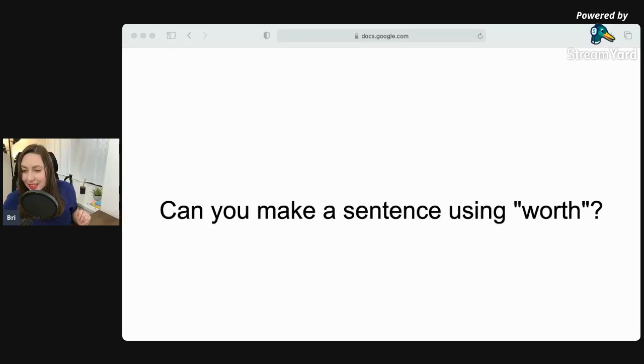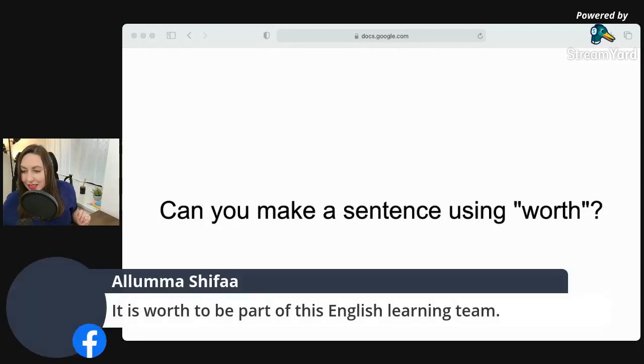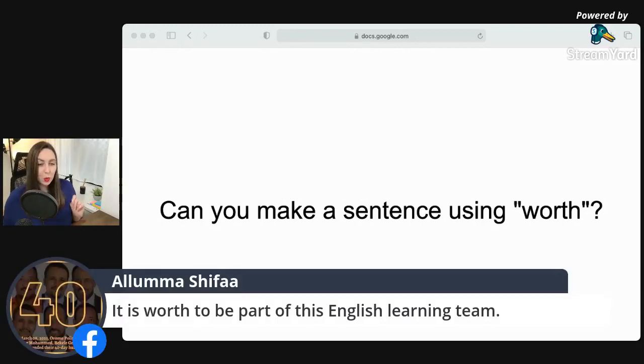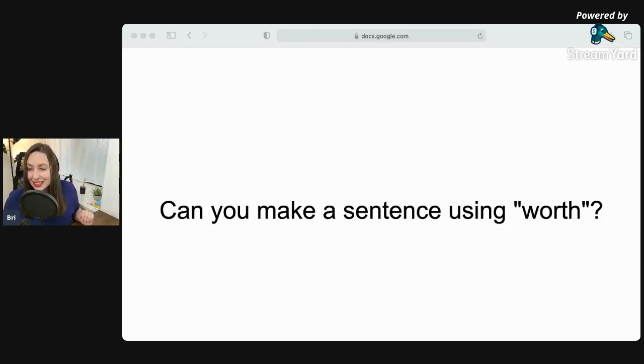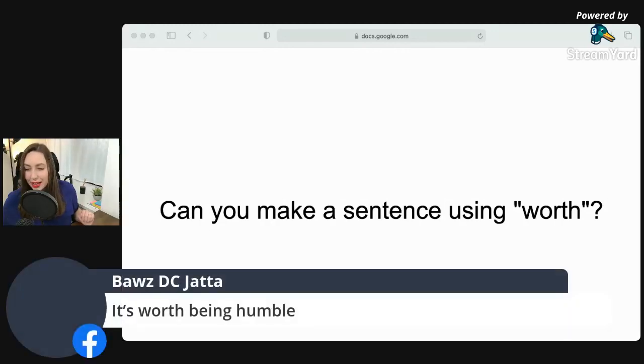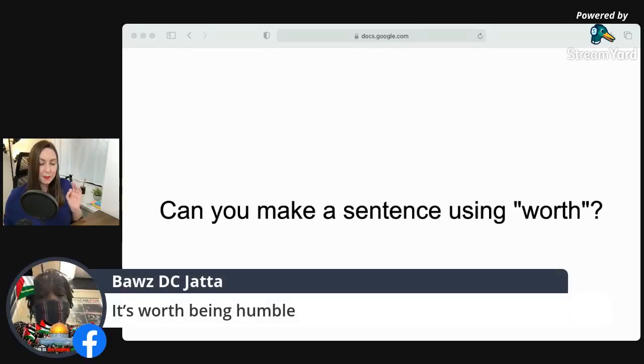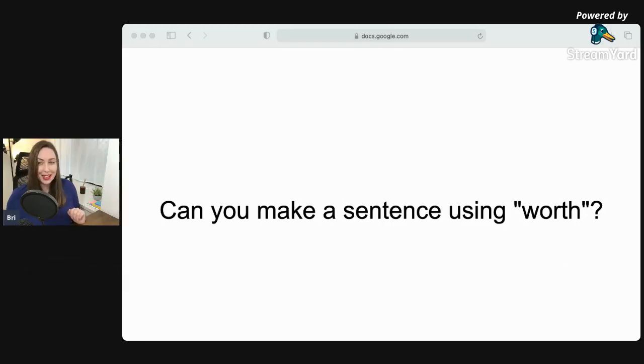Let's see. It is worth to be part of this English learning team. Very good. So remember, we're going to use worth something. So it is worth it to be part of this English learning team. Very good. Excellent. Okay. Ooh, I like this one. It's worth being humble. Very good. I agree. It's worth being humble.